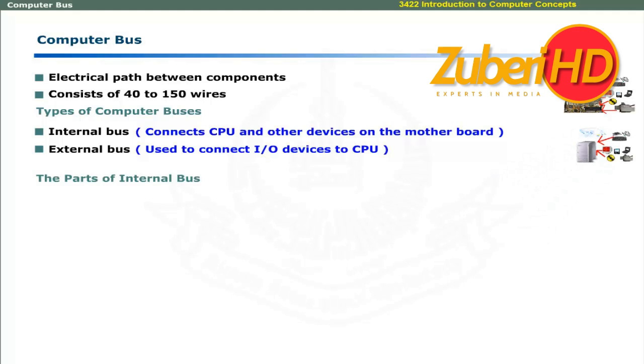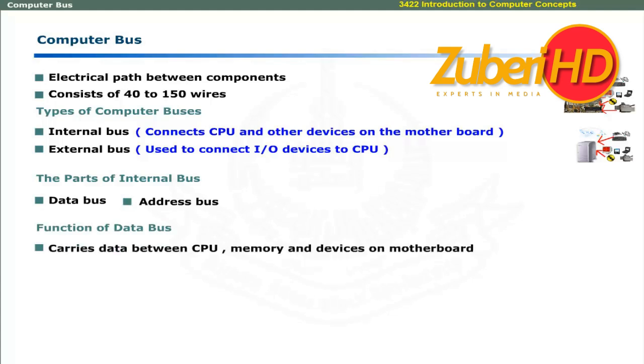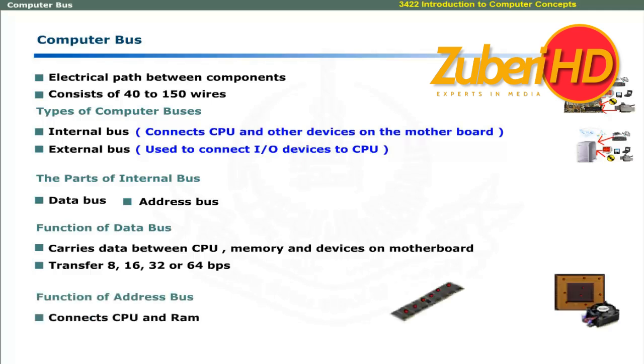It has two parts that are data bus and address bus. The data bus is used to carry data between CPU, memory and other hardware devices on the motherboard. These can transfer 8, 16, 32 or 64 bits of data in a unit of time. The address bus connects CPU and RAM and carries only memory addresses.